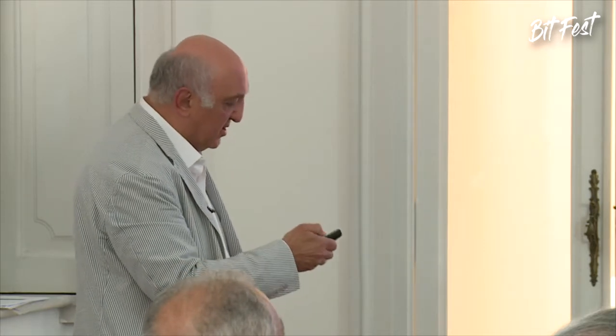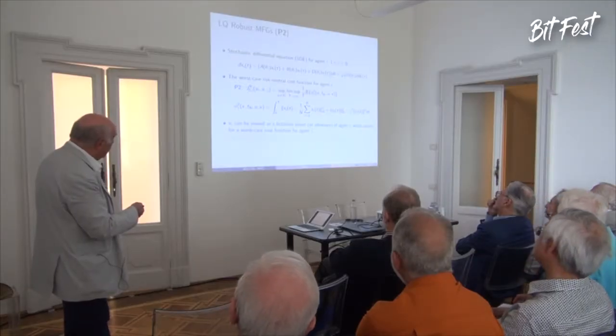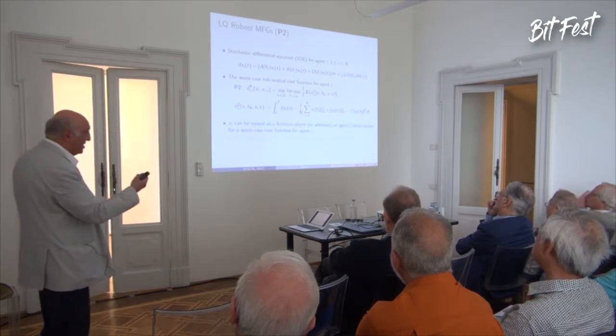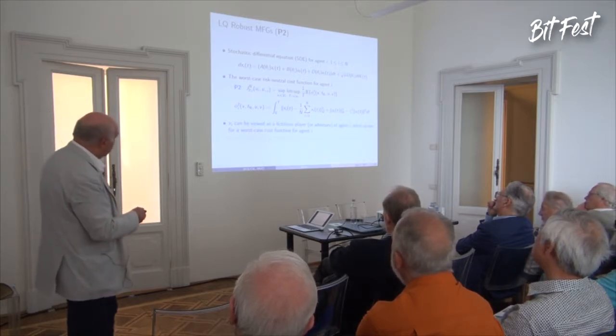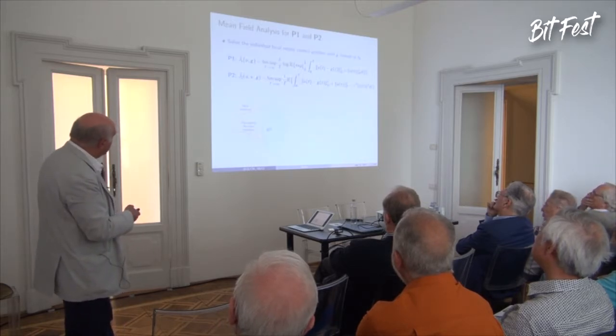So the question is, what are the connections between these two? The VI, again, as I indicated, can be viewed as a fictitious player or an adversary, which strives for a worst-case cost function. So the question is, how do we obtain the solution to this problem, particularly as N is sufficiently large? Okay, so the thing is the following.